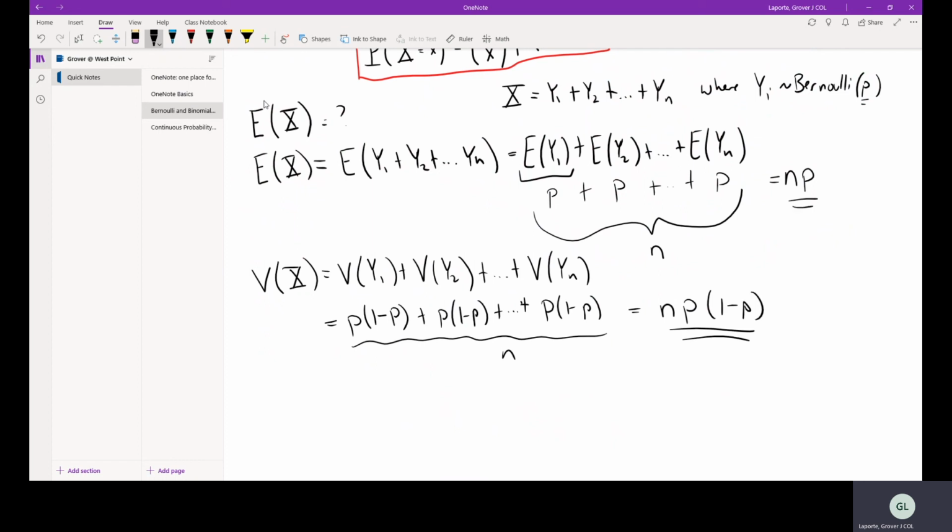All right, that's all I got for this lesson. Hope you got caught back up with the Bernoulli and the binomial distribution. We will do another distribution next. So the next one we talk about is the continuous.